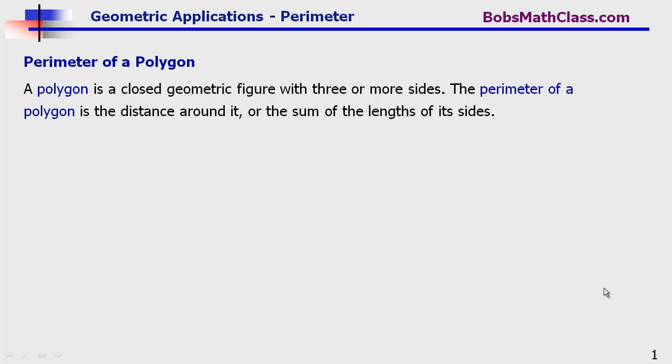Geometric applications. Perimeter. Perimeter of a polygon. What is a polygon? A polygon is a closed geometric figure with three or more sides. The perimeter of a polygon is the distance around it, or the sum of the lengths of its sides.